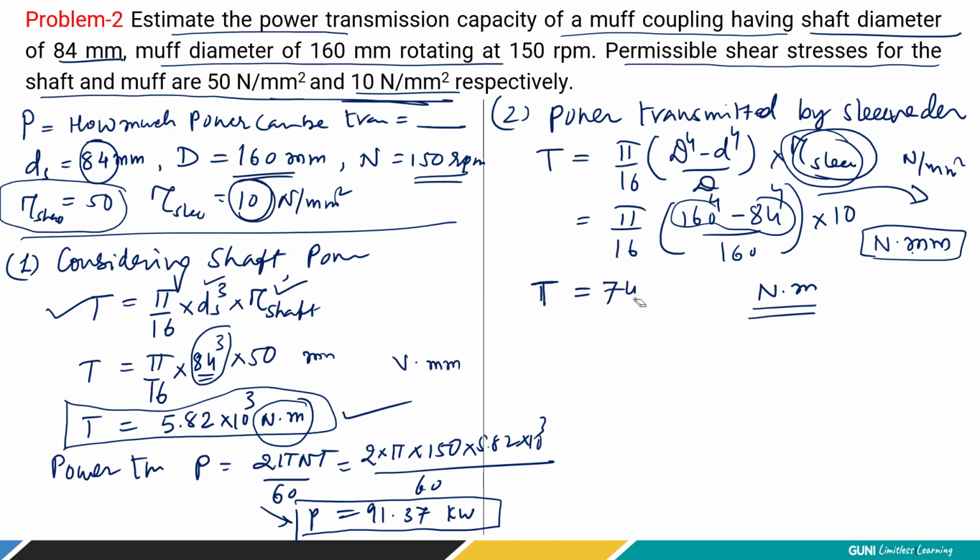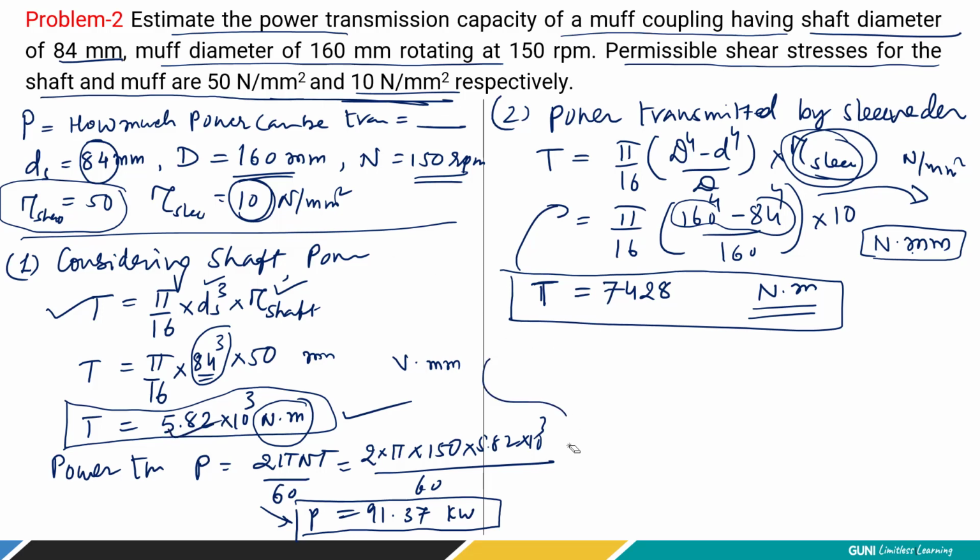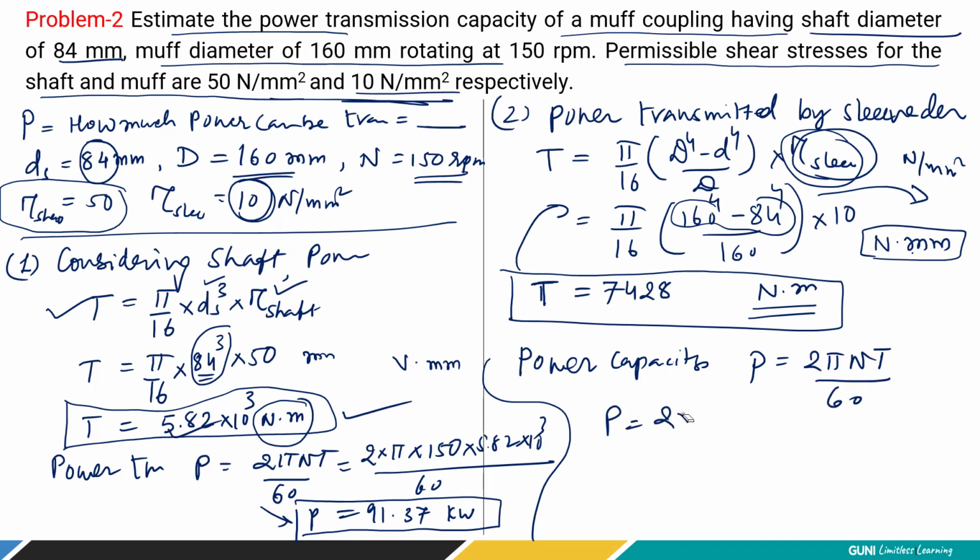It is going to come out to 7428 Newton meter. This much torque can be transmitted through the sleeve, but earlier it was this much. Now let's find the power capacity, meaning the value that can be transmitted. So P is equal to 2 pi NT divided by 60. Here the RPM is given as 150 and the torque is 7428.